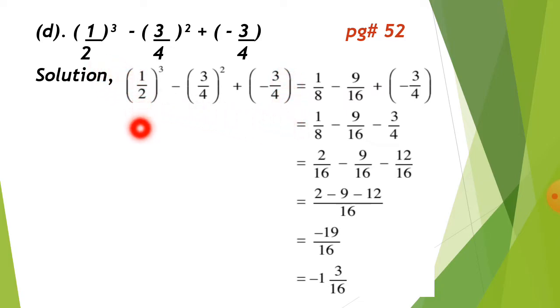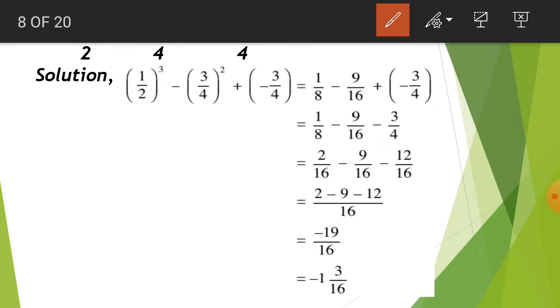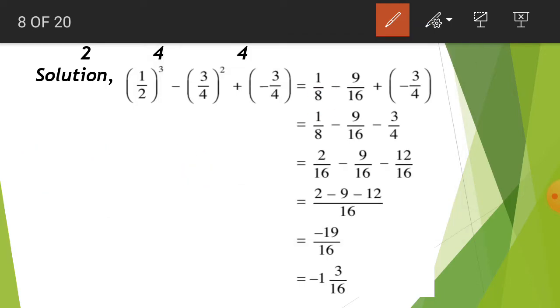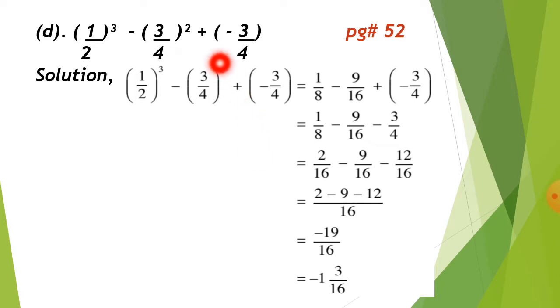And one more thing, let me tell you, this cube means that we are going to multiply the denominator and numerator 3 times, like 1 into 1 into 1, that will be 1. And the same for 2: 2 into 2 into 2, 2 2s are 4, 4 2s are 8, that is 8. Got this one now? Okay, then 3 3s are 9 and 4 4s are 16.